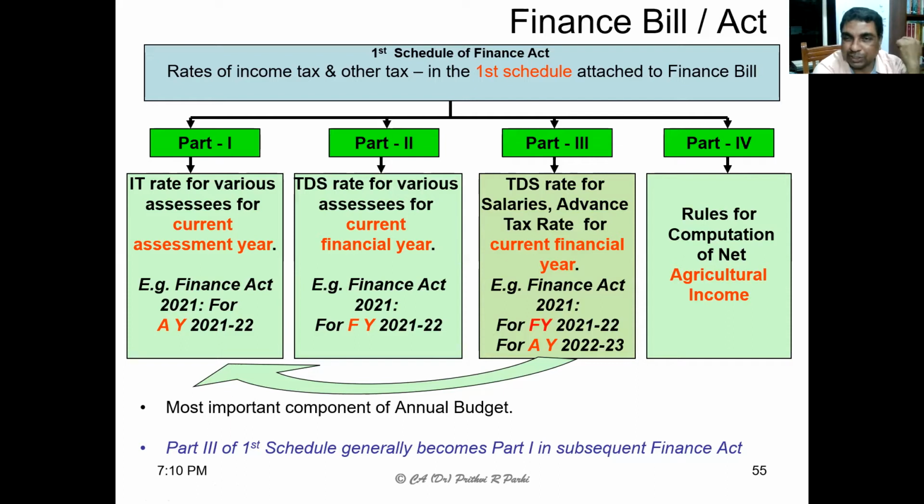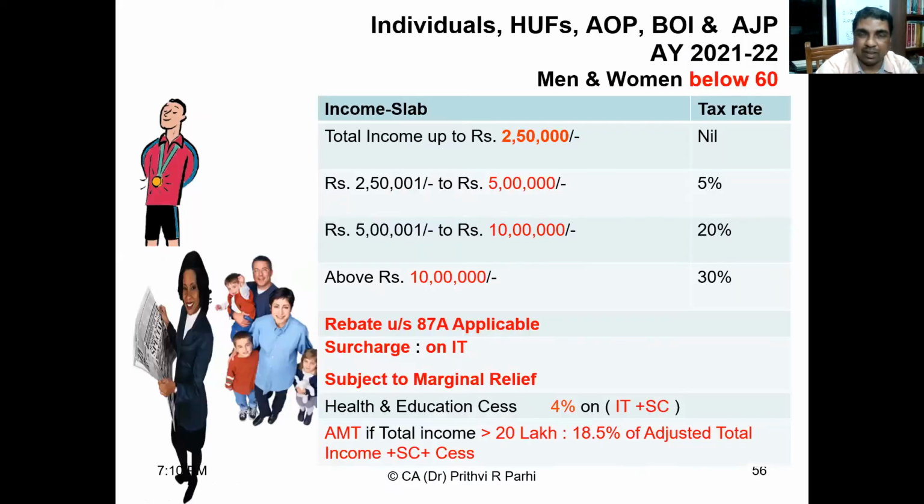Part 4 talks about certain rules for computation of net agricultural income. That's a different thing, but this is how our Finance Act is structured. Hope you have understood this. Yes. Okay. Now, this is the rate which I was showing you. Just have a look. This is the rate applicable for assessment year 21-22 for individuals, HUF, AOP, BOI and so on.